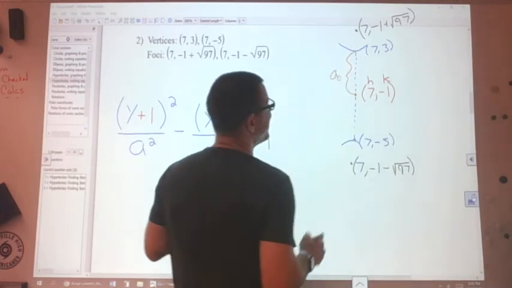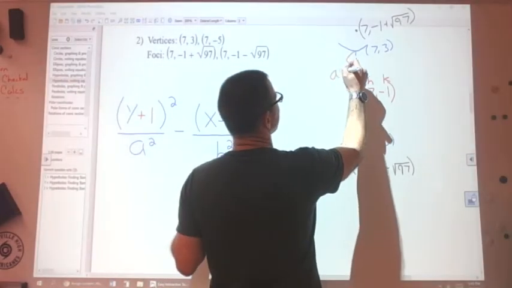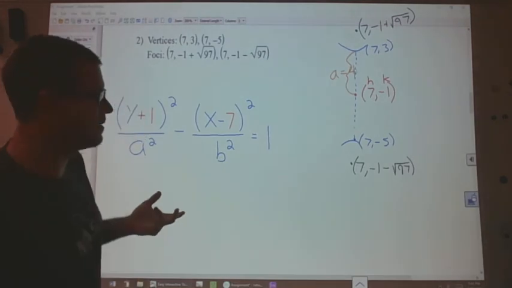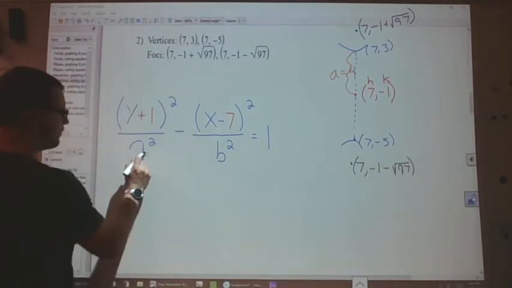Because that's a. It's 4. Negative 1 to 3 is 4. So a is just going to be 4. A squared is going to be 16. That's pretty simple.